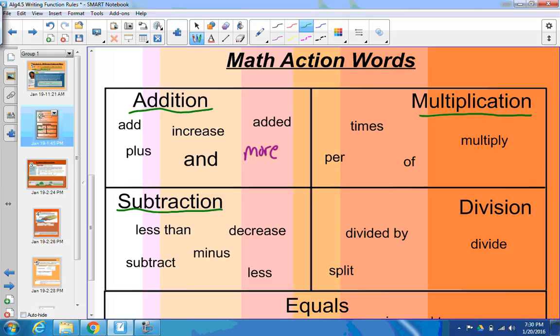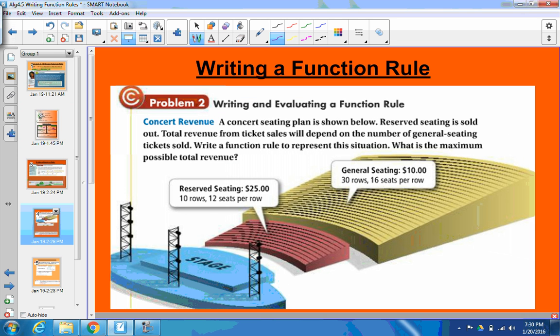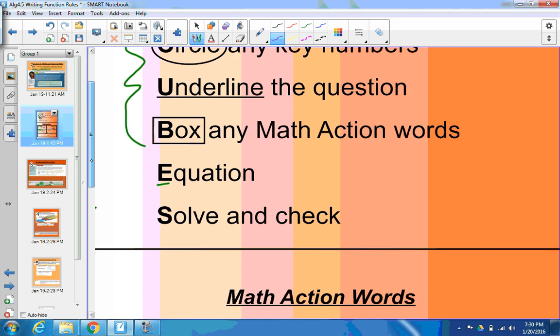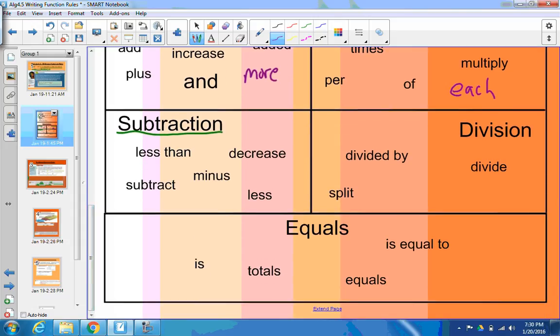Multiplication: times, a per, of, multiply. I think each would be another good one. And then division, you could say divided by, divide, split. There's not a ton more for division, but if you can think of one, sure enough, write it down. And then equals. There's always got to be an equals if we're writing an equation. So a key one is, or total. But if we have is equal to or equals, those are also key ones. There's some other ones that could be as well.